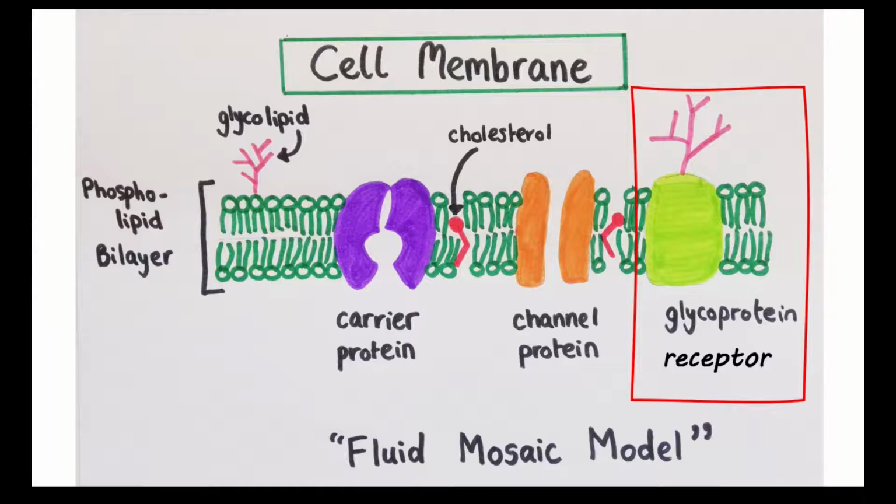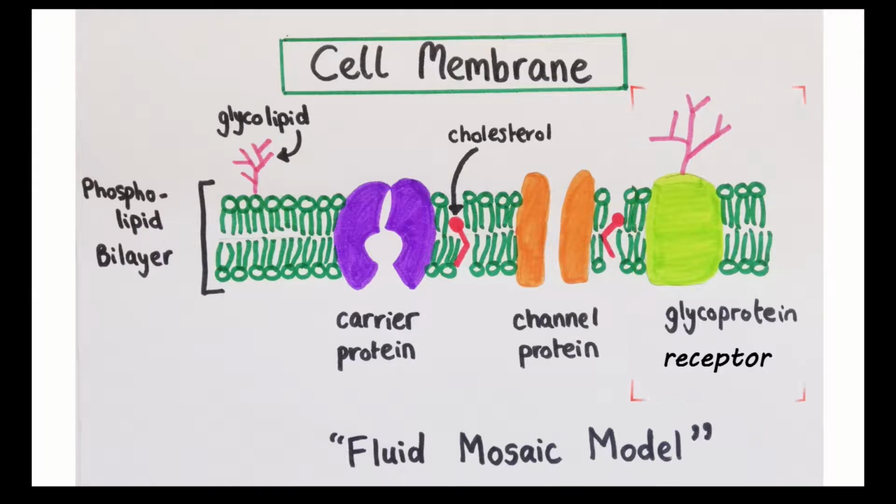These may have polysaccharide chains attached to them, in which case we call them glycoproteins. Lipids in the membrane can have polysaccharide chains attached to them too. These are glycolipids, and they can also act as receptors.